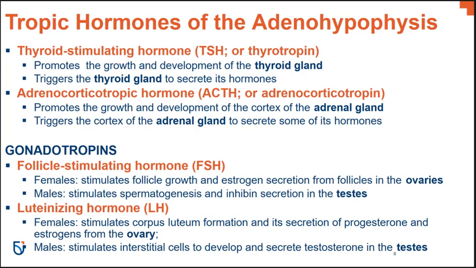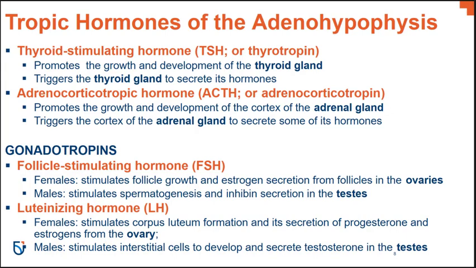The next type of tropic hormones are categorized under gonadotropic hormones, or gonadotropins, relating to the gonads. In other words, referring to the ovaries or the testes. And these hormones are follicle-stimulating hormone and luteinizing hormone. As I mentioned earlier, you do need to know the full name, but you also need to know the abbreviation.